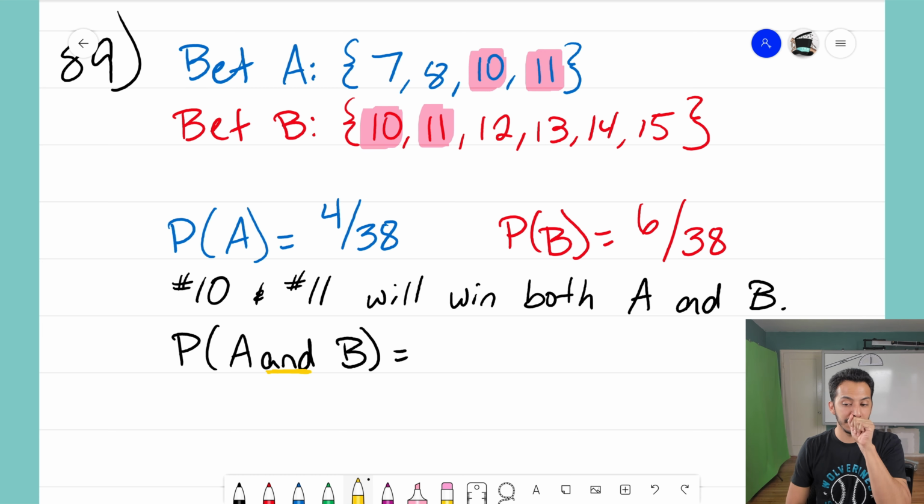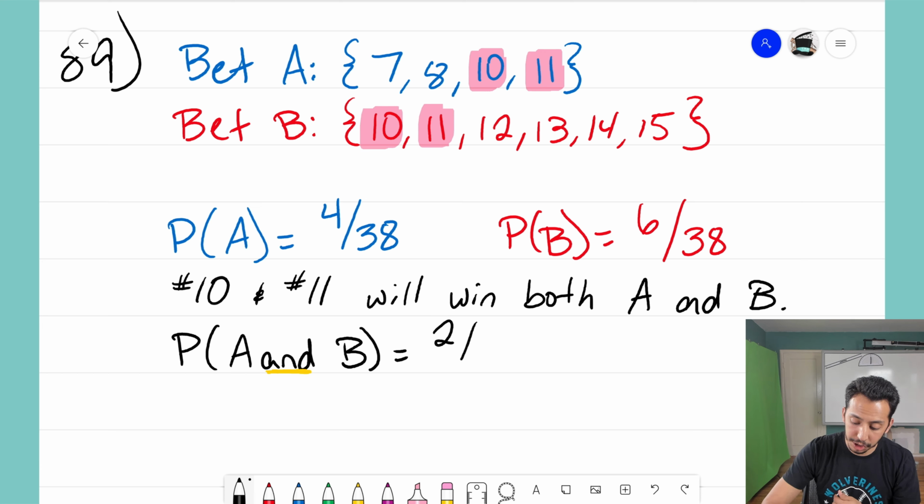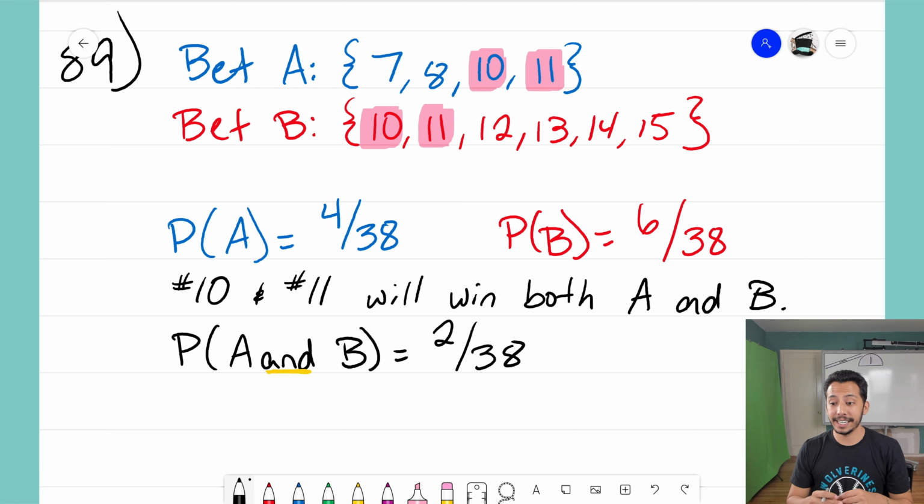Oh, be careful. Double check that answer. We know that he only wins both if he gets 10 or he gets 11. So that means he has two different ways of winning. So if we're playing the game of roulette and he has two ways of winning, I'm going to go with what Marissa wrote. Yeah, it's okay. We're learning through this. It's fine if you messed up. It's all good. That means his probability of winning is 2 out of 38. That is the probability that he wins bet A and bet B.